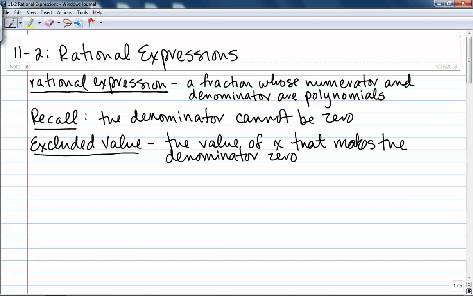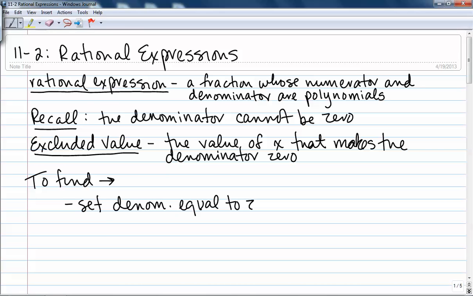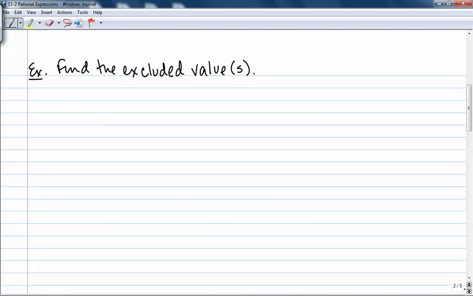One of the things we're going to need to do is find the excluded value for our rational expressions. To find this, there's a couple steps. Set the denominator equal to 0, and then solve for x. Let's take a look at a couple examples. So the problem will say find the excluded value or values.